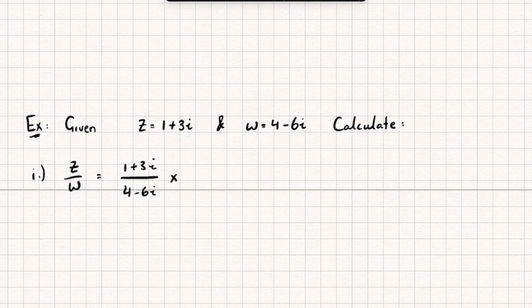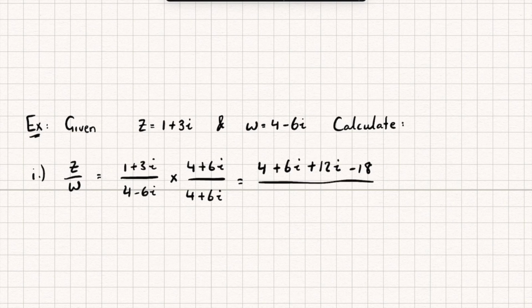Let's then multiply the top and bottom by the denominator's complex conjugate, so w star. So I'm going to get 4 plus 6i over 4 plus 6i. So let's now expand the numerator. So we're going to get 4 plus 6i plus 12i minus 18. There we go. And on the denominator, well, I know that's going to be 4 squared plus 6 squared. So it's a lot simpler when you remember that rule.